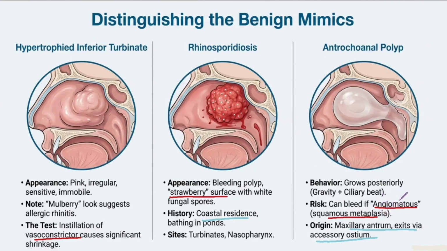Got it. Okay, let's move to the next suspect, the imposter, the hypertrophied inferior turbinate. Now, the turbinates are those shelf-like bones inside the nose, right? The ones that warm the air. Correct. Everyone has them. But sometimes they get swollen, hypertrophied.